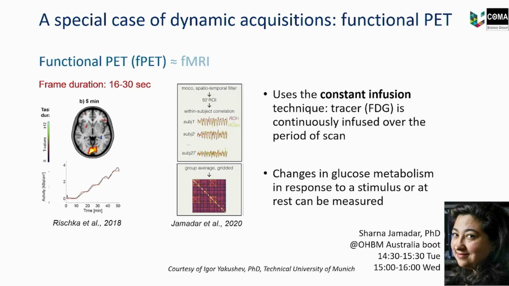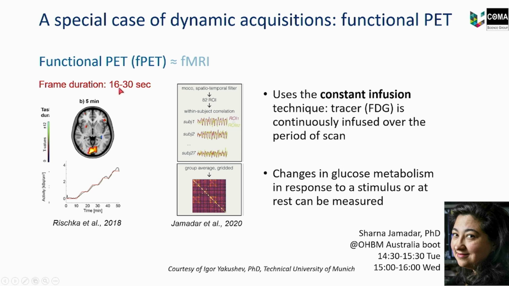There is an exception to that, which is functional PET. In functional PET, what you do essentially is inject your tracer, not in one go, but with a constant infusion of the tracer over time for the full duration of the scan. So you have a constant amount of tracer being supplied to the brain, and with glucose, for example, you can study how the tracer uptake varies in time during rest or during a task. In this case, you can use frames of a duration of around 30 seconds.